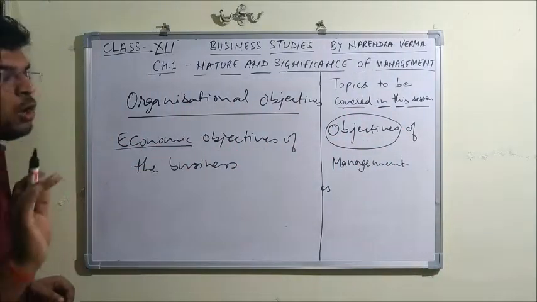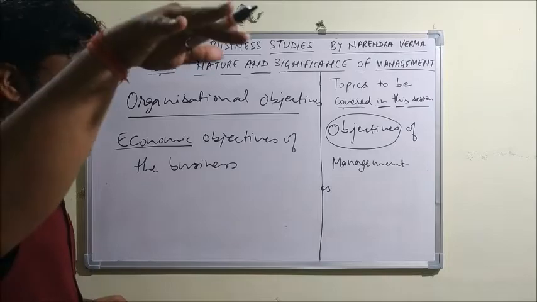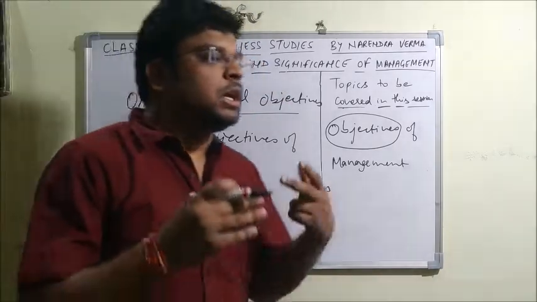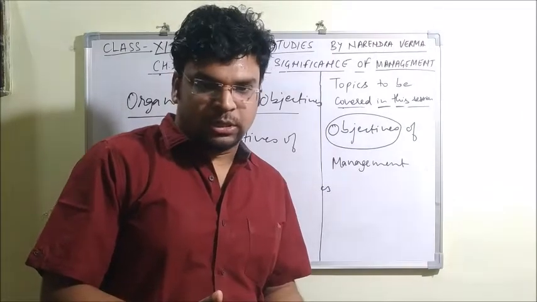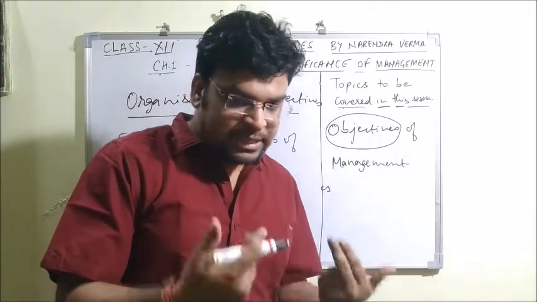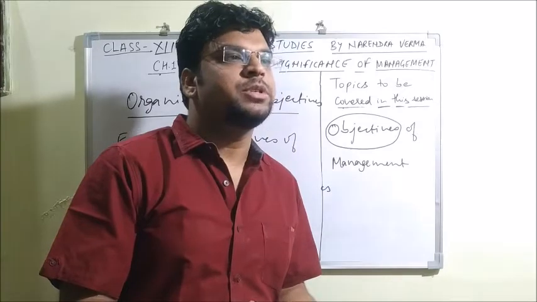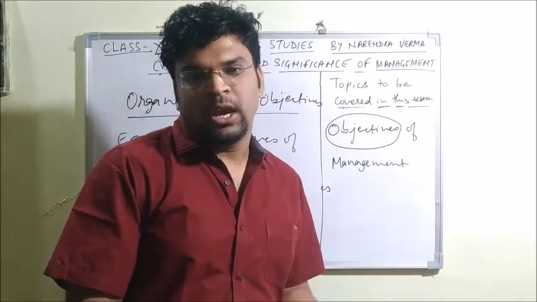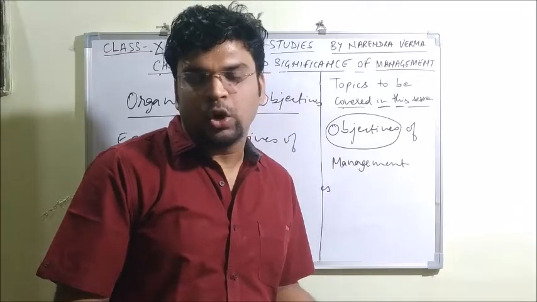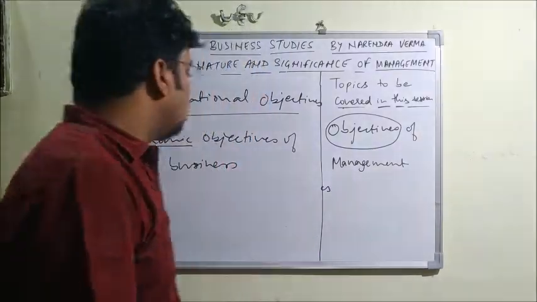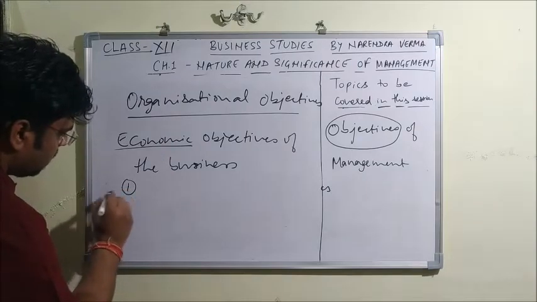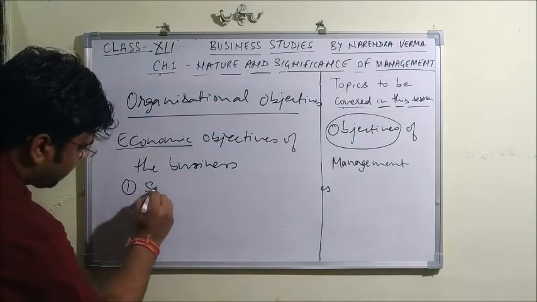Why was the term economic there? Earlier you must have learned it. Here again I am explaining that economic objective means if you start a business, you want the business to exist in the market, you want it to earn profit, and you want it to earn more and more profit and to expand. That is the economic objective. Now let's talk about what it consists of. It consists of three things. Very first, survival.